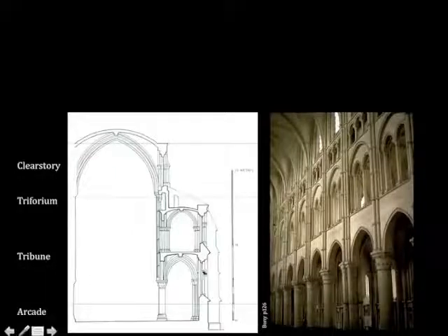We have the arcade down below, which is this. We have a tribune, which is up here where you can walk. We even have a triforium, which is this little thing that you can walk on. And then we have clerestory windows. I think it's beautiful. I think it's great.